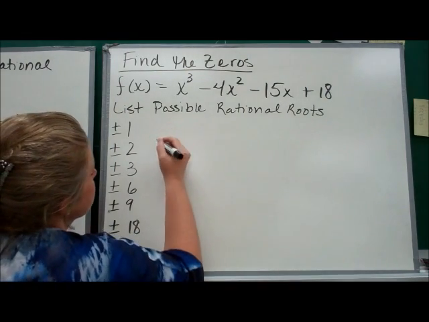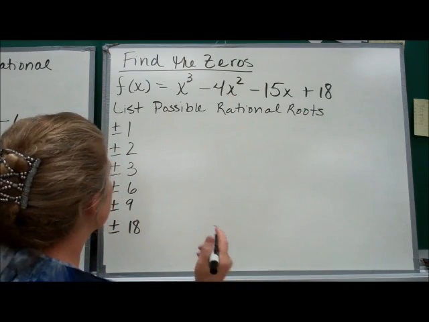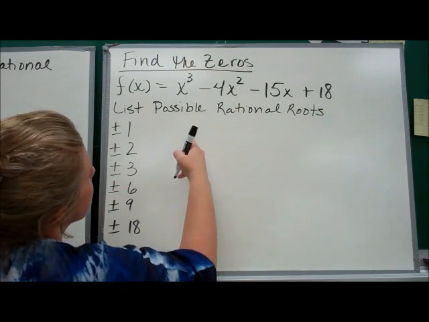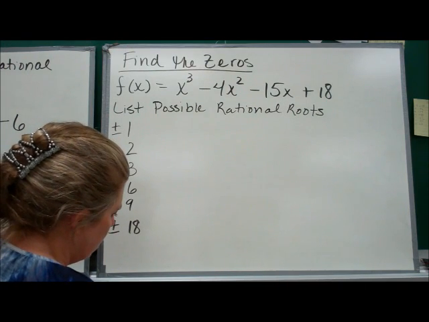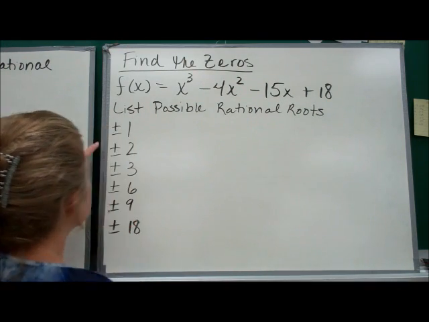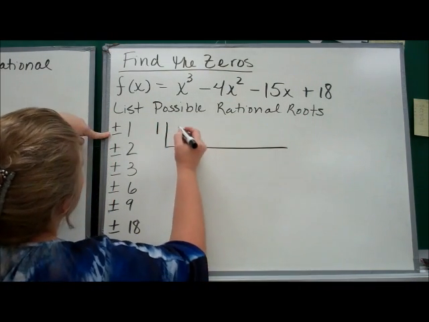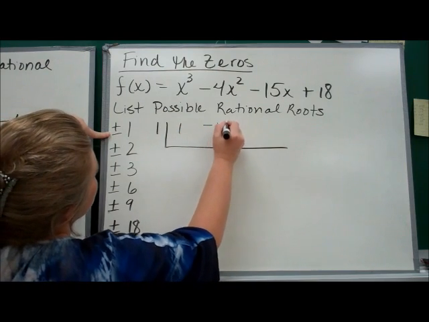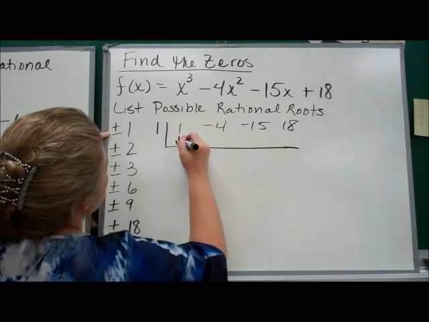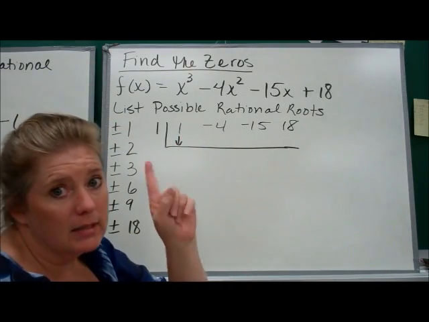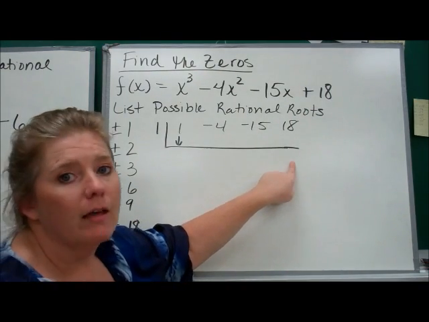synthetic division. Okay, I usually will do a modified version of it, but for today, I guess not. I'm going to start with 1. Okay, so start systematically trying to find them. And I like to deal with 1 first, so I'm going to try to divide by 1. Okay, so I've got, let's see, 1, negative 4, negative 15, and 18. And if 1 is a root or a 0, the remainder is going to be 0.